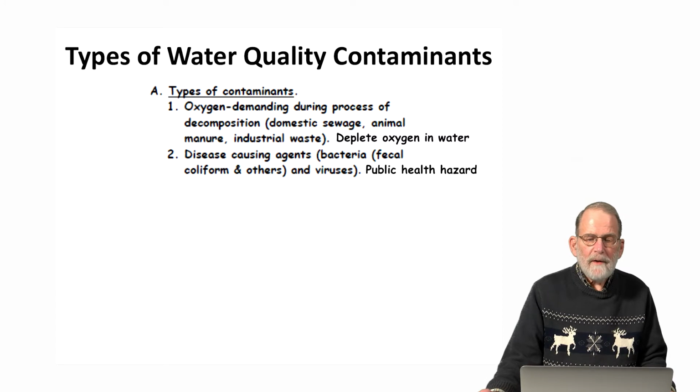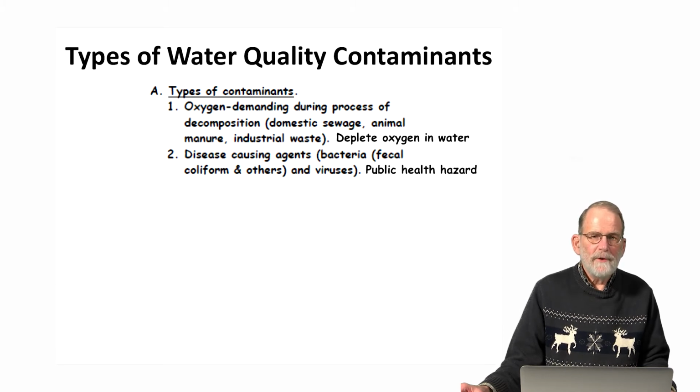We can talk about 8 different types of water quality contaminants. The first 2 of these have to do with oxygen-demanding substances that during the process of decomposition deplete the water column of oxygen. Such things as domestic sewage, animal manure, and industrial waste, when they get into a water body, will cause the decomposition of these substances will cause loss of oxygen in the water itself.